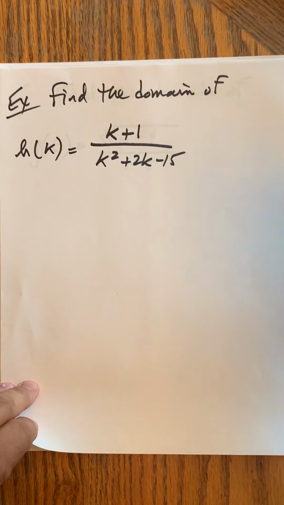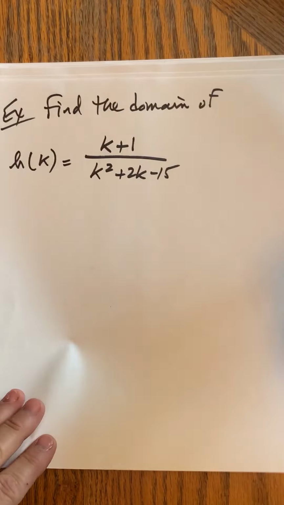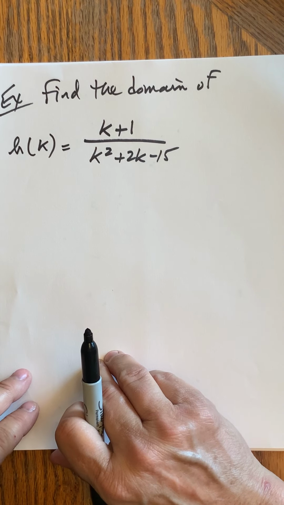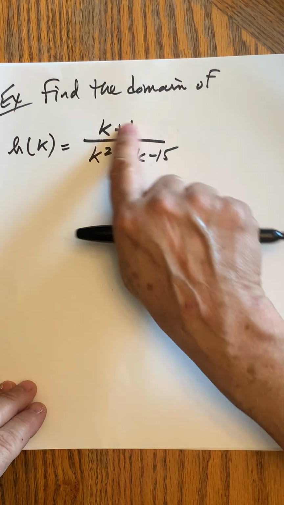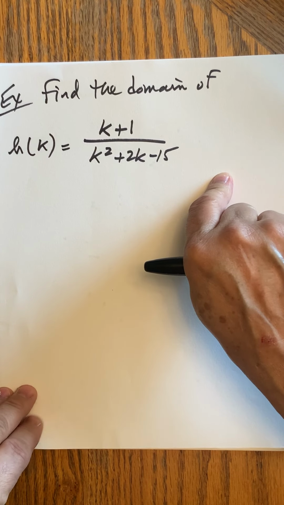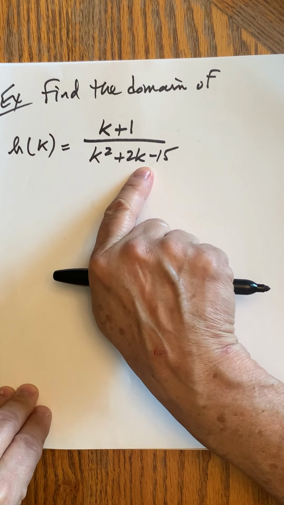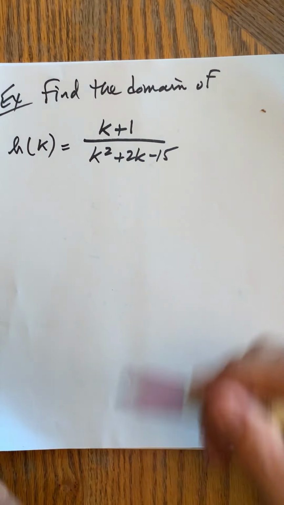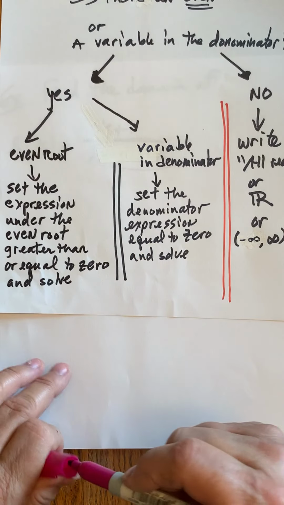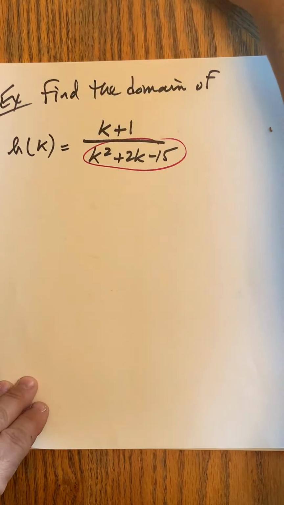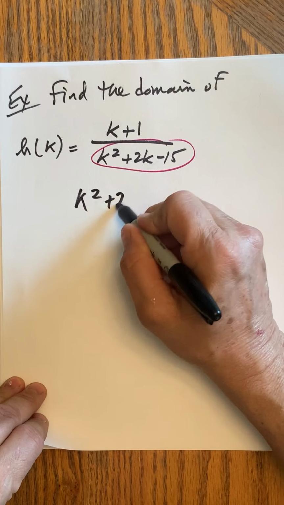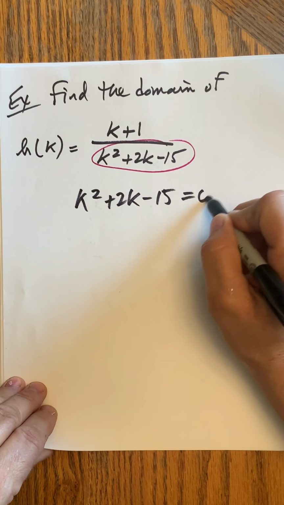Now let's take a look at, find the domain of this expression or this rational function. And again, we ask, is there an even root? No. But is there a variable in the denominator? Yes. In fact, I've got here k squared and 2k. So I've got to set everything that's in the denominator, right? That's here. Only the denominator, everything in the denominator, equal to 0, and see what makes it so that you do divide by 0. So I say k squared plus 2k minus 15, set it equal to 0.